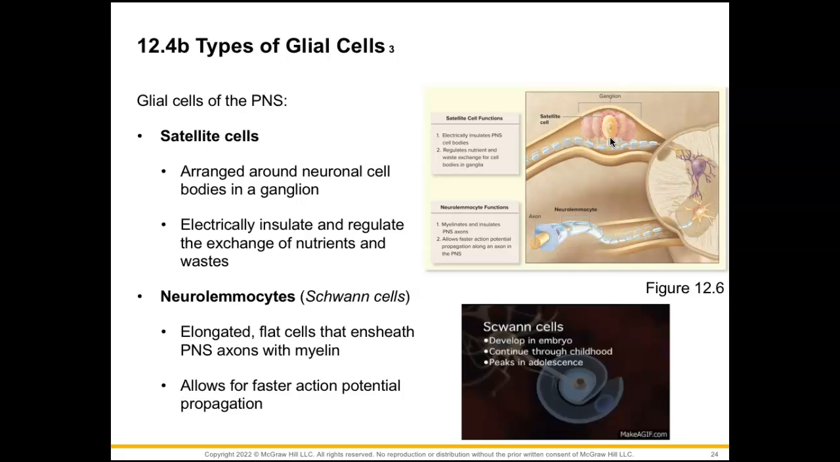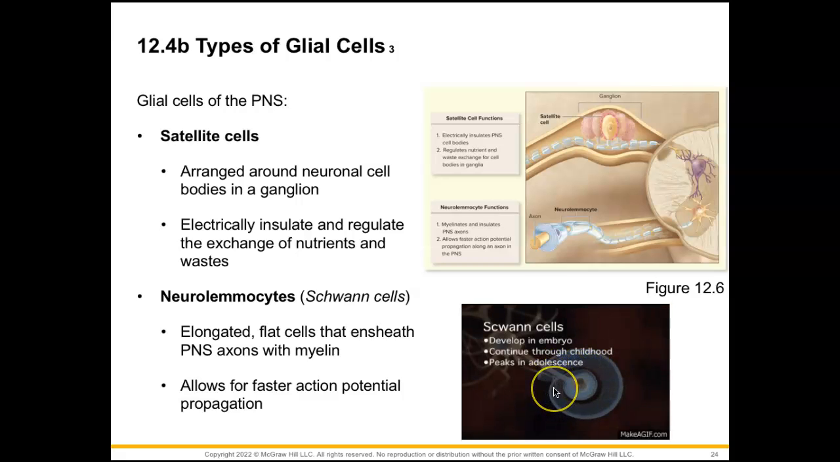And they are going to help to electrically insulate and regulate the exchange of nutrients and waste by doing this. Next type of cell are our Lemmocytes, or our Schwann cells. I tend to call these Schwann cells just because that's what they're mostly referred to, but you should know both names. And these are going to be elongated flat cells that will ensheath our peripheral nervous system axons with myelin. We will only have one of these cells wrap around and make one myelin sheath.